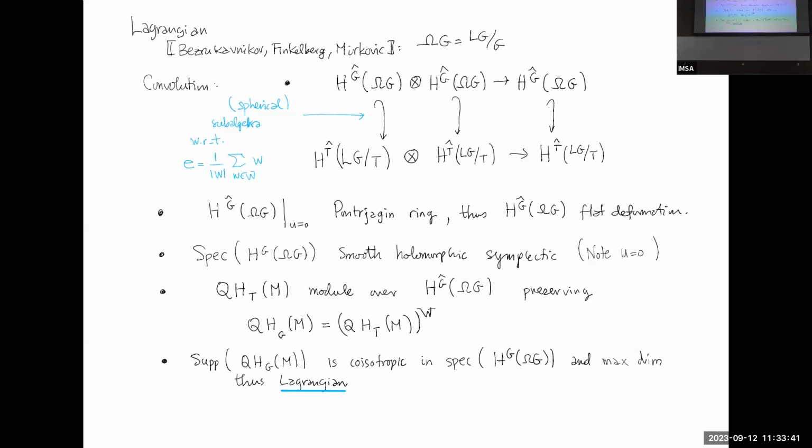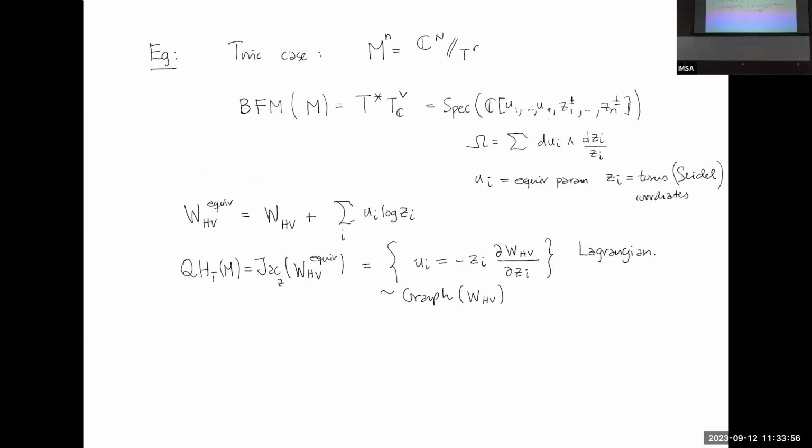The spectrum of that particular ring is called the pure Coulomb branch. I will probably talk in a second about that. So the example that you should keep in mind is again the toric variety case.